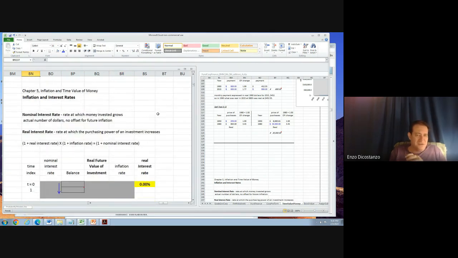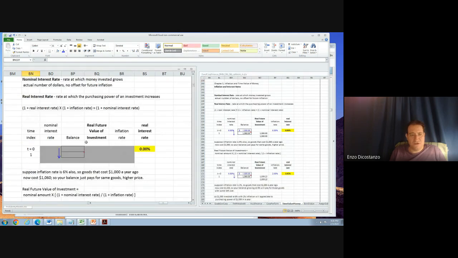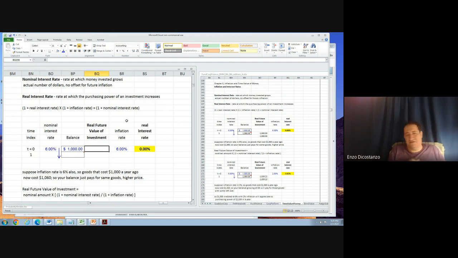A nominal rate is where money invested grows in actual dollars, and it's not offset for future inflation. Real has an inflation adjustment in there. That's what that means. Okay. So if your nominal rate is 6% and you have $1,000 today, and inflation is 6%, and again, I should have had this worked out here, and I will. The real rate equals parenthesis 1 plus the nominal, divided by 1 plus inflation, and then subtract 1. So if you got a 6% inflation rate and a 6% bank product, you're not really paying anything, because the value of each dollar is deflating at 6%, and so you're paying the bank back in less valuable dollars.